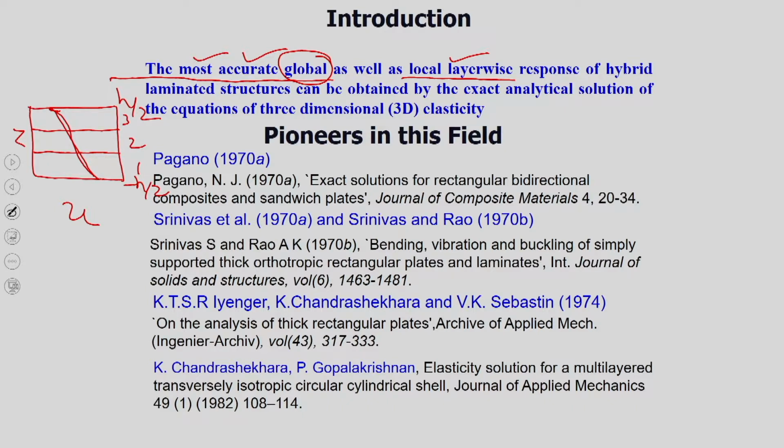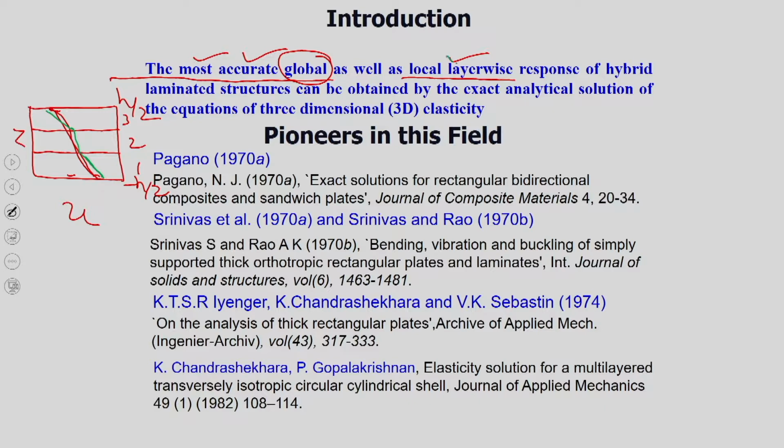But in actual, when you go for 3D, there may be some kinkiness, that is, its slope changes layer-wise. So, that is why we call it zigzag variation of a displacement. Similar behavior is observed for the stresses and other variables. So, these effects cannot be accurately predicted.